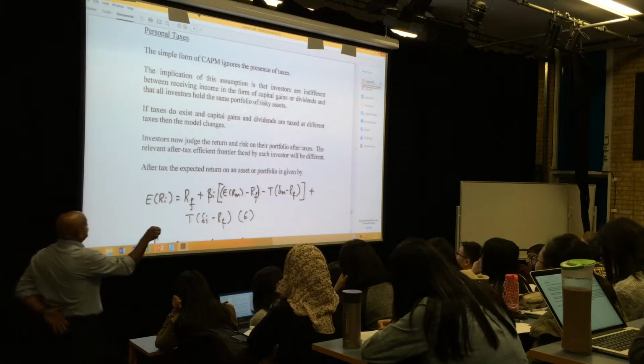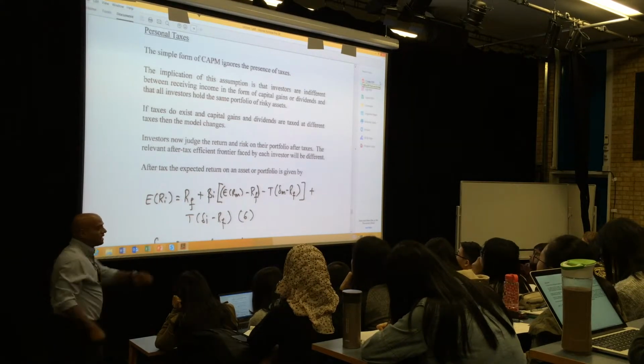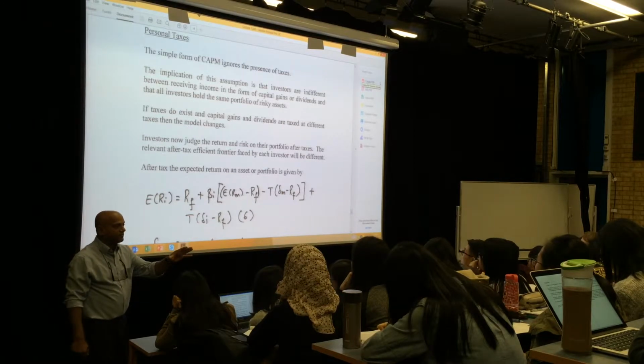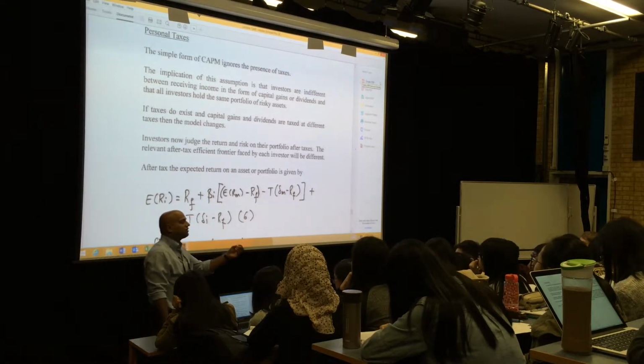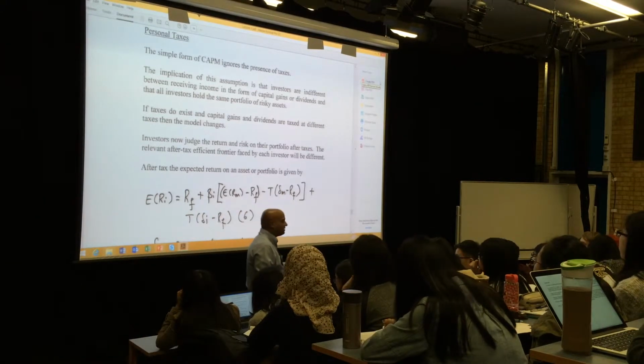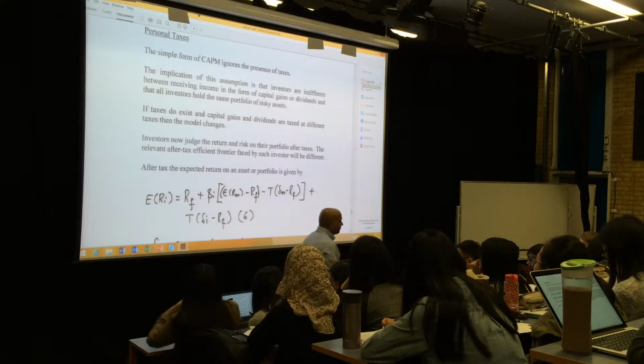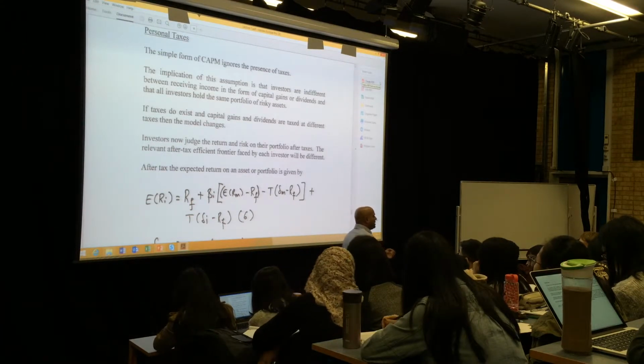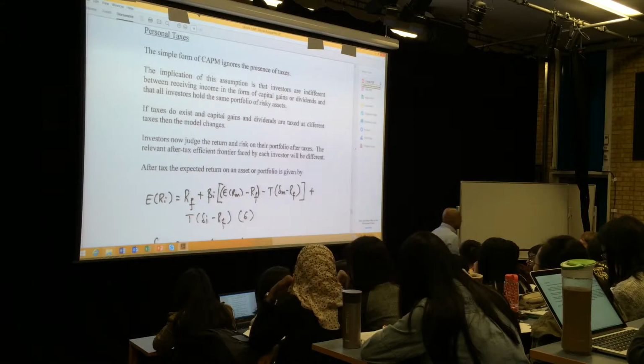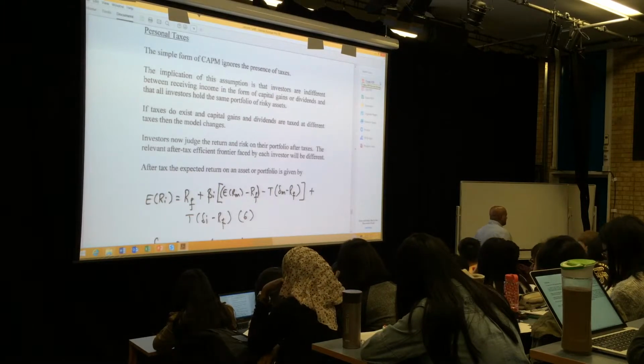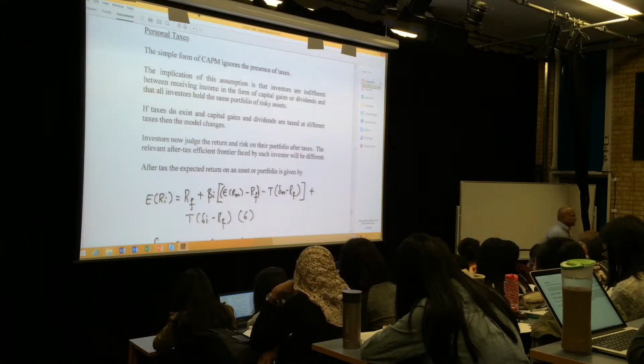Now, CAPM assumes there is no tax effect. There is no taxation. In other words, investors do not care if they get dividends or capital gains, whether they make money through dividends or capital gains. Because in almost all the countries in the Western world and a lot of the emerging markets, tax is different for dividends and for capital gains.